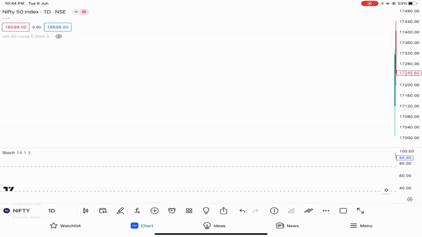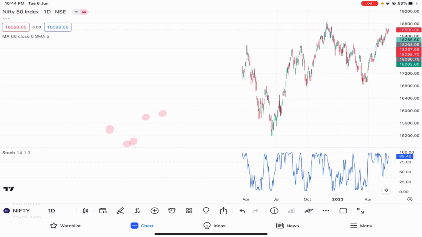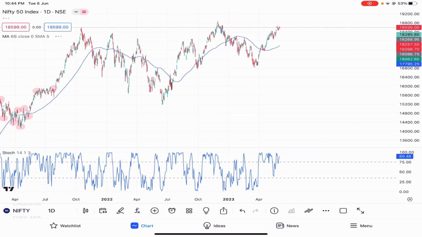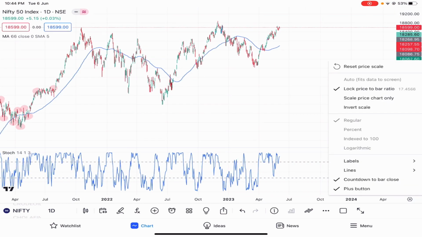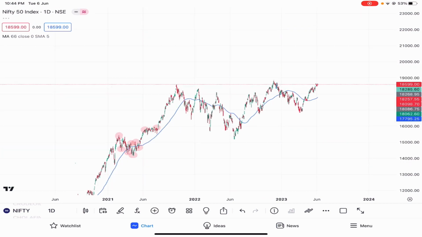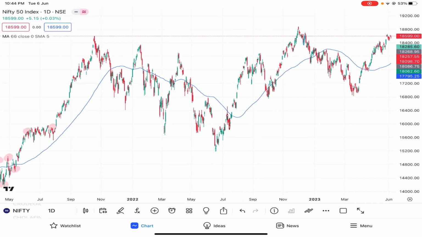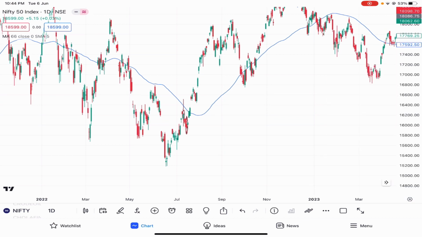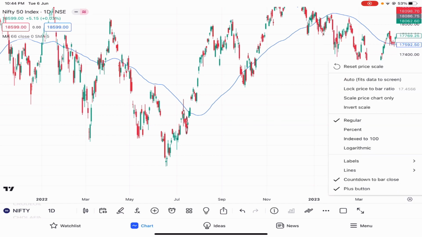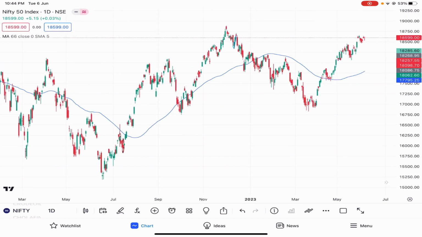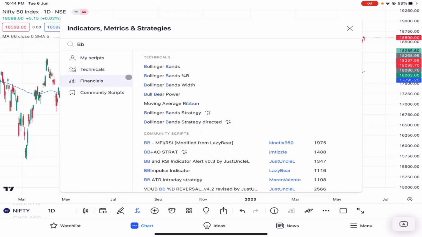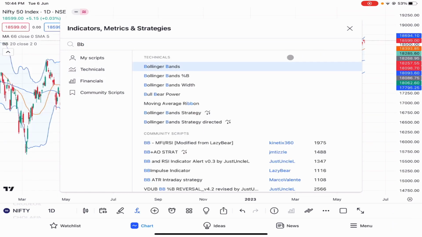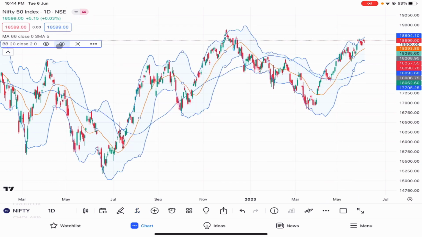I'm removing my envelope and adjusting the chart size. Let me just adjust it. Reset price scale. I'm removing my stochastic as well. Okay, let me go to my Bollinger Bands. Okay, you just have to search BB, you will get it in your TradingView. Now look at this. This is my Bollinger Band.